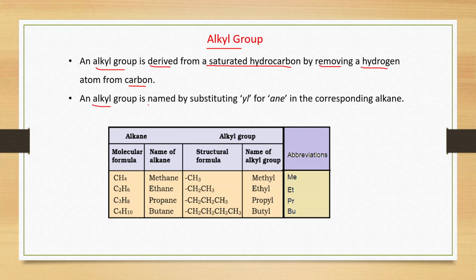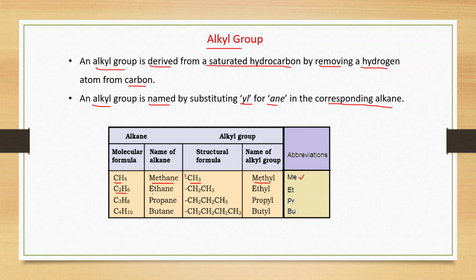An alkyl group is named by substituting -yl for -ane in the corresponding alkane. For example, CH4, its name is methane. If one hydrogen atom is removed, then we will get CH3. This dash represents the free valency of carbon, and this alkyl group is known as methyl. Its abbreviation is Me.